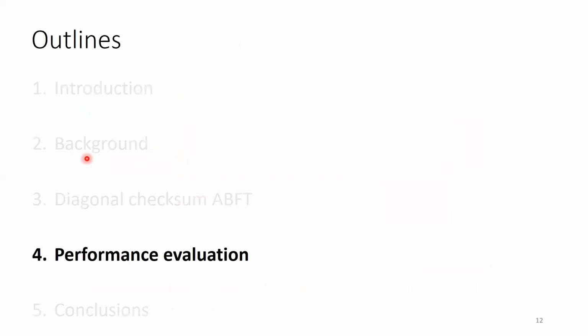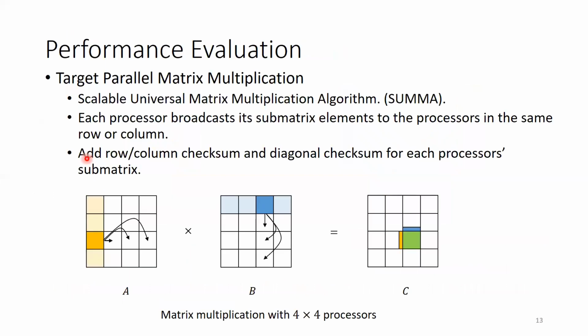The first part is performance evaluation. We implement the matrix multiplication in parallel. The scalable universal matrix multiplication algorithm was implemented. Here is an example of parallel matrix multiplication with 16 processors. We arrange the 16 processors in a 4x4 grid.